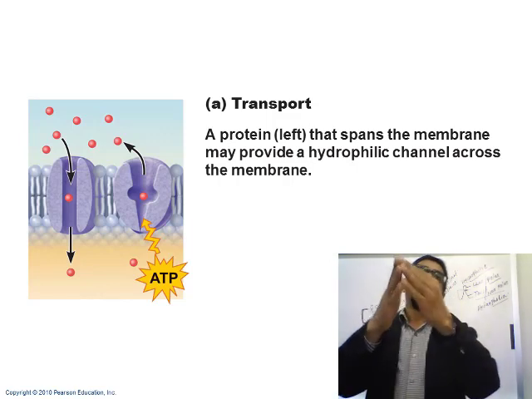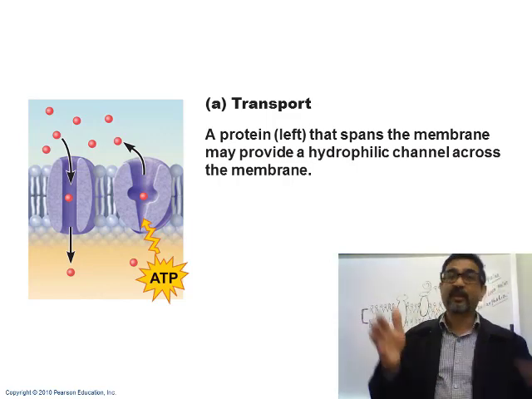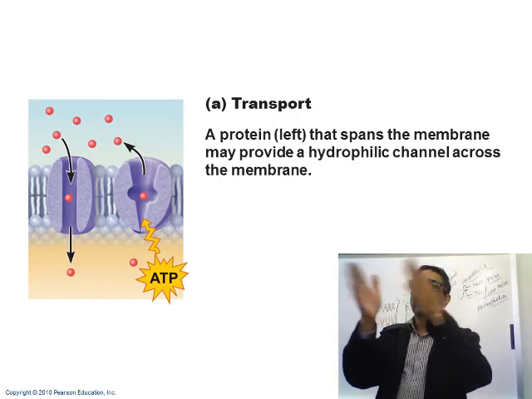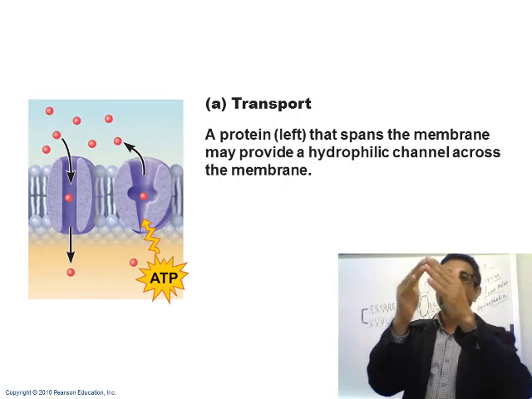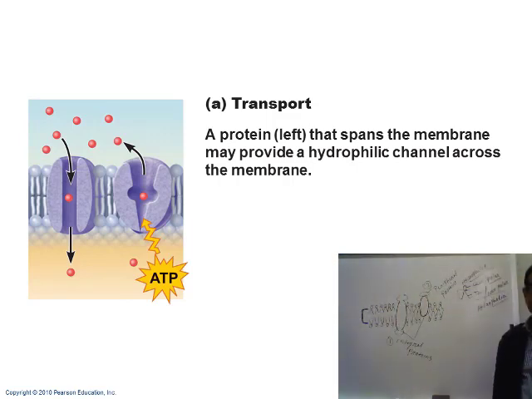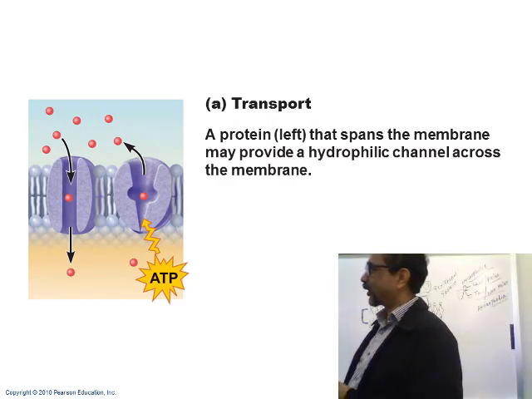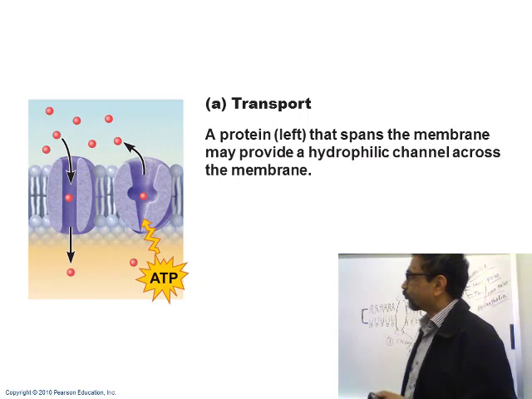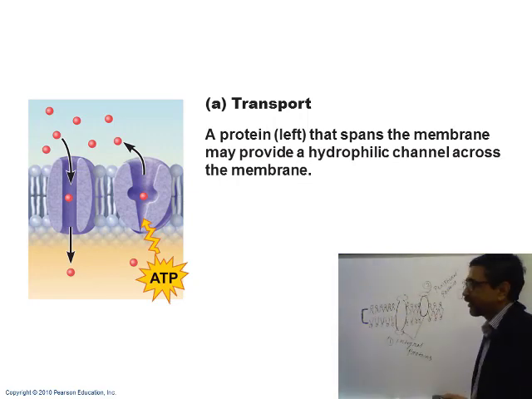Another type of channels that are present in some integral proteins, those are gated channels, so they can get open and closed. To open them, you need ATP. So in this case, ATP is required, energy is needed to open the gate and close the gate. So two types of channels can be present in the integral protein.